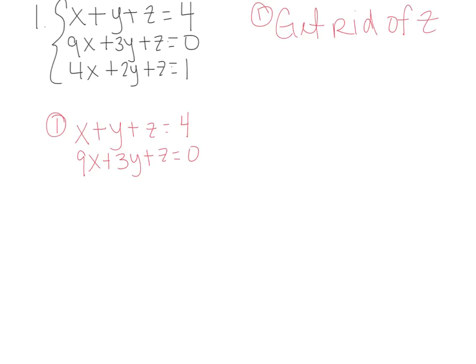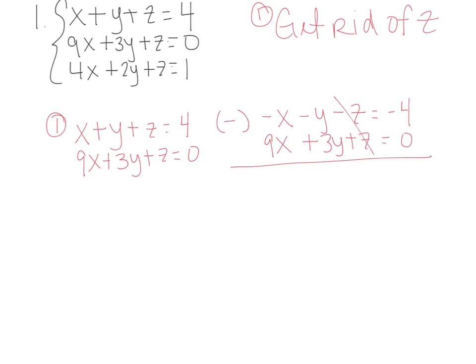Elimination's the easiest one to work with, so I need one of these z's to be a negative in order for them to cancel. So I'm going to multiply that top equation by -1, which gives me negative x minus y minus z equals -4. I'm going to rewrite the second equation, 9x plus 3y plus z equals 0. My z's cancel, so I add 8x plus 2y equals -4. Now I'm going to put a star by that because I'm coming back to that equation right there.